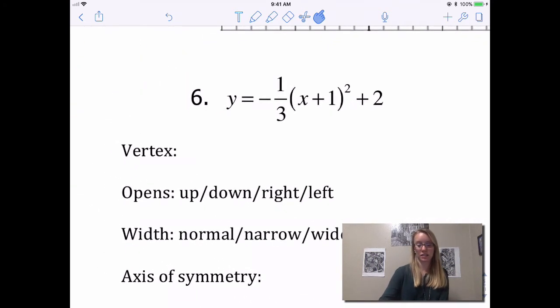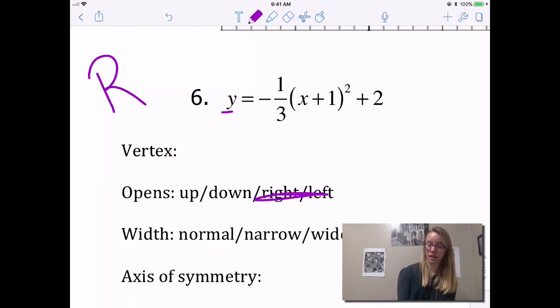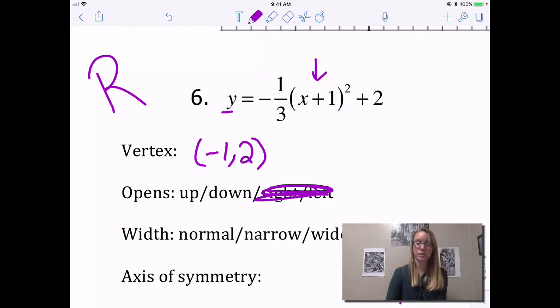Number 6, this is a y parabola. So we've got a regular parabola. So get rid of right and left. It's got to be up or down. Okay. The vertex is going to be -1, 2. Hopefully you can see that the x is with the x, so it's opposite. The y is by itself. The 2 is by itself, so the 2 goes in the y spot. And then since we've got a negative, it's going to be down.